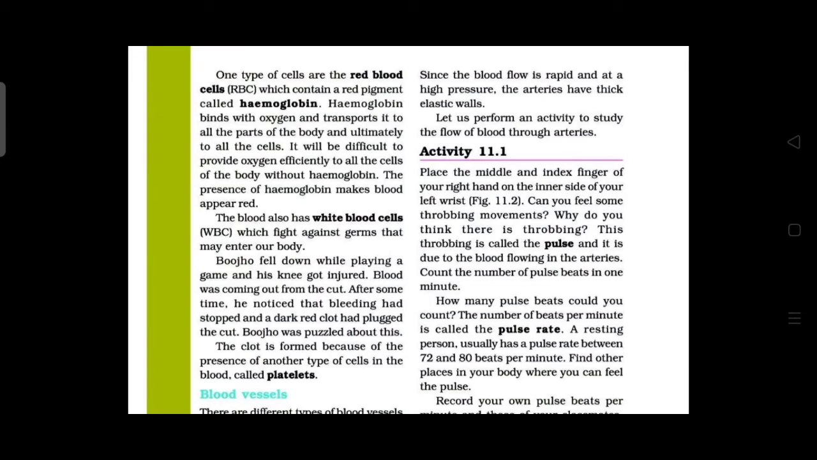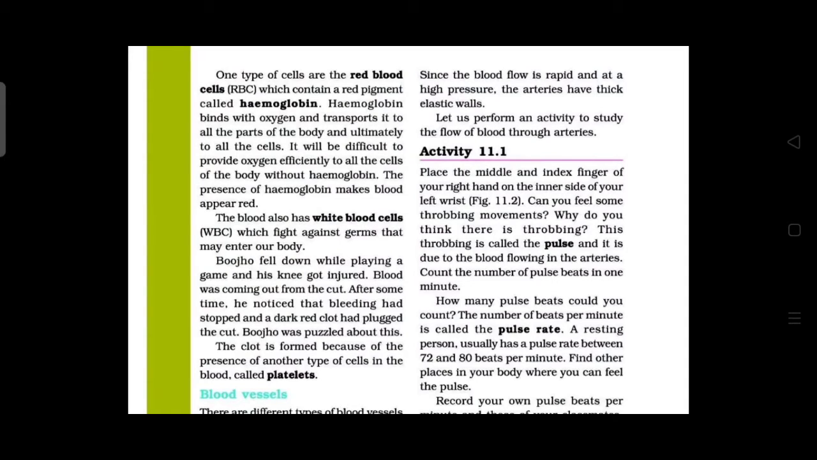It binds with oxygen and transports it to all parts of the body and ultimately to all the cells. Hemoglobin combines with oxygen and transports it to all parts of the body and ultimately to all the cells.